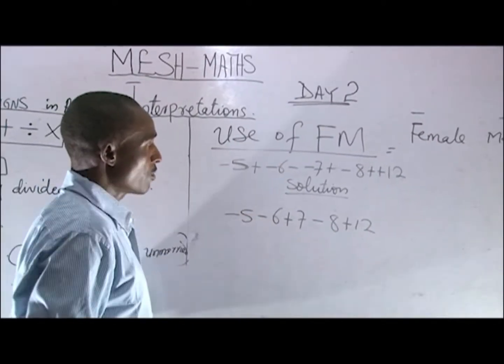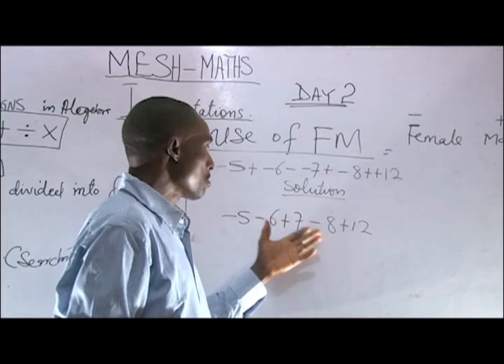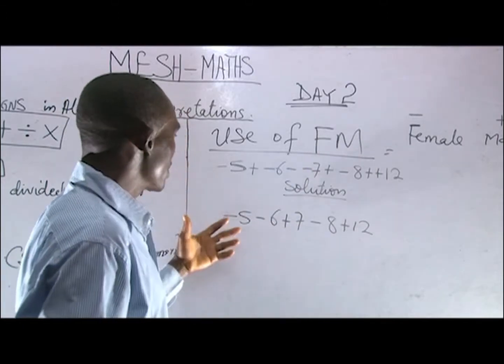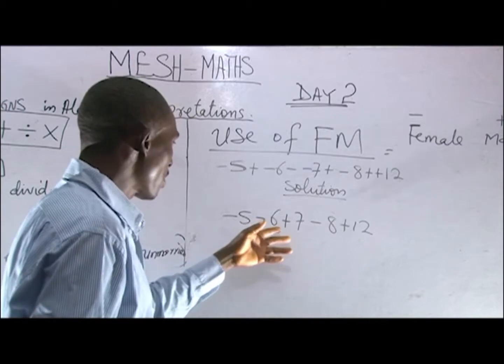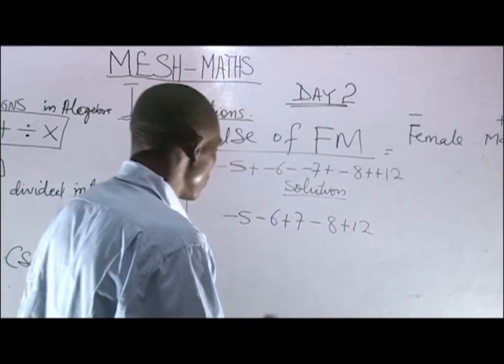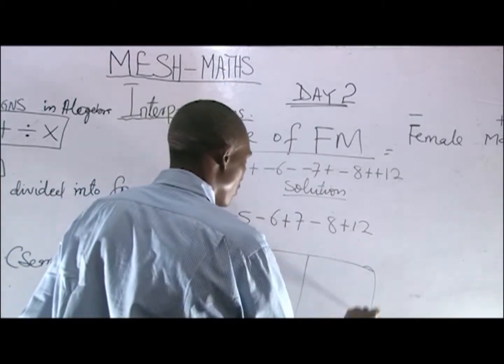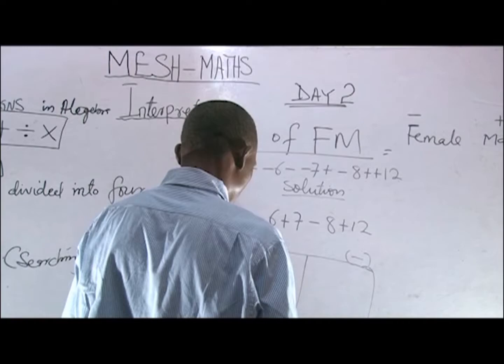Now, this particular one has one number, one sign, one number, one sign, one number, so we'll now use FM. FM is saying anywhere we see minus, we'll call it female. We see plus, we'll call it male. So we have to build 2 rooms. Once you have gotten it this way, build 2 places for them: 1 for the male, 1 for the female.